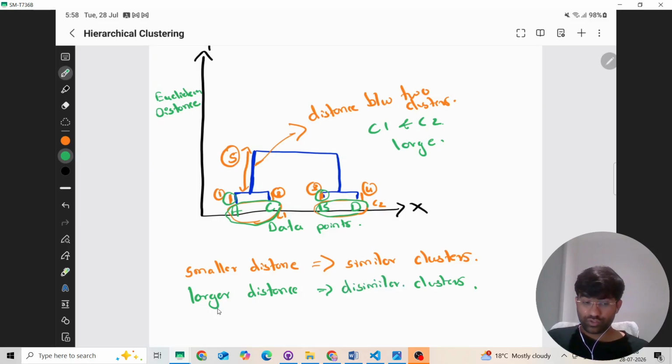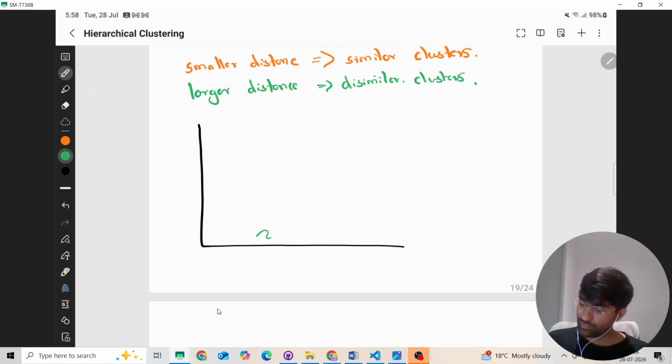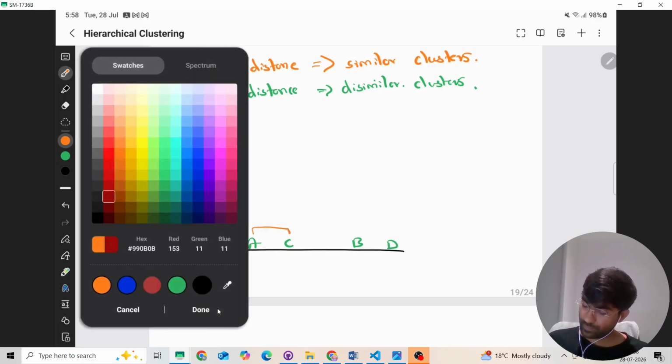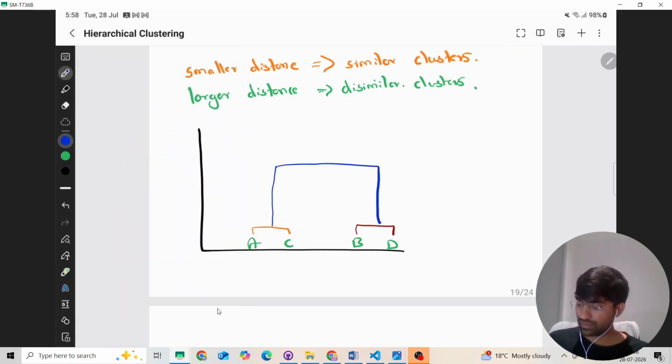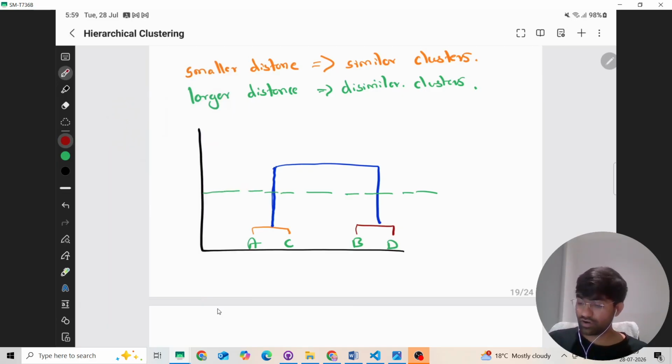Okay. So using this diagram, we have to find the number of clusters. How to find that? We had data points A, C, B, D, and this was our dendrogram. When you see such a long line, such a large distance line, you should draw a vertical line like this, and count the number of horizontal lines it is cutting. You see here how many lines this green dotted vertical line is cutting.